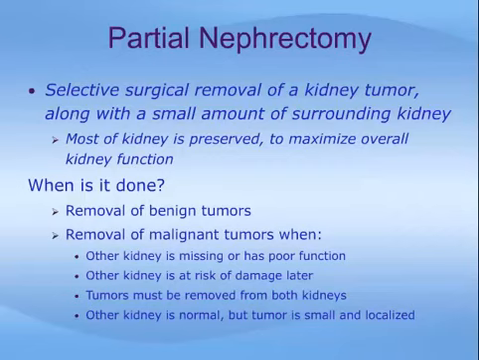Tumors. When the other kidney is missing or has poor function, when the other kidney is at risk of damage later from diseases that can cause kidney failure, when tumors must be removed from both kidneys, and when the other kidney is normal but the tumor is small, usually less than 4 centimeters, and localized. In all of these instances, the procedure is both diagnostic, making the diagnosis of benign versus cancer, and therapeutic, since it is intended to cure the cancer.